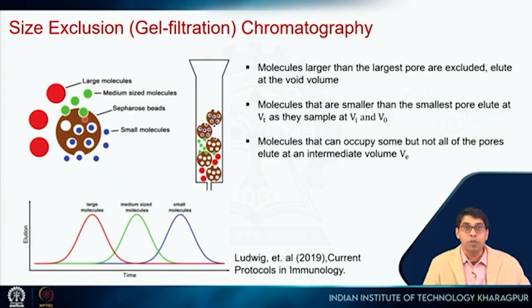The medium sized molecules will not enter these internal pores, but they will interact with these surface pores. So they will spend more time in the column, but less time compared to the small molecules, right? So then they will come out next, which is shown in green, and then the small molecules will come out because they are passing through all the pores. So then the small molecule comes out, right? So this is how we can separate a mixture of these three proteins using these beads, using this size exclusion or gel filtration chromatography.